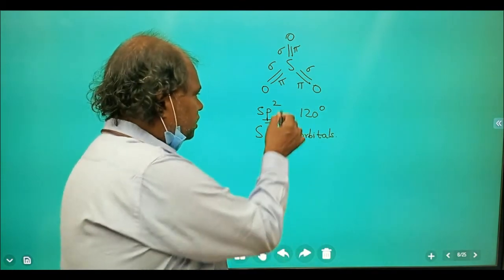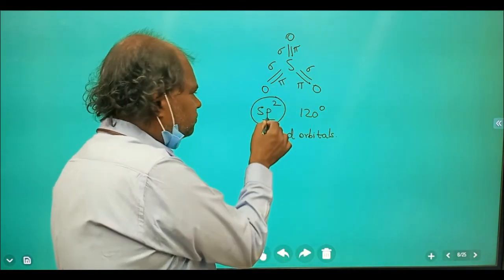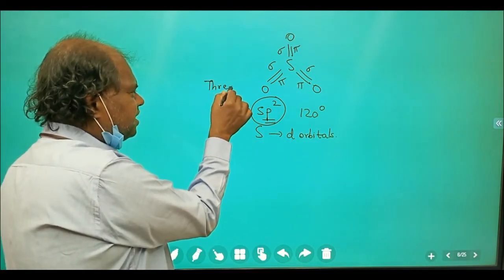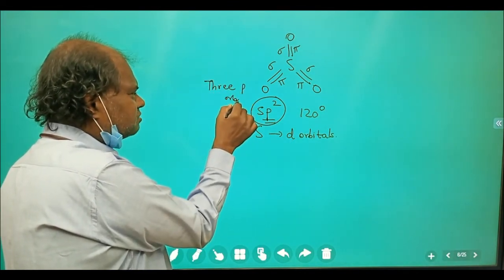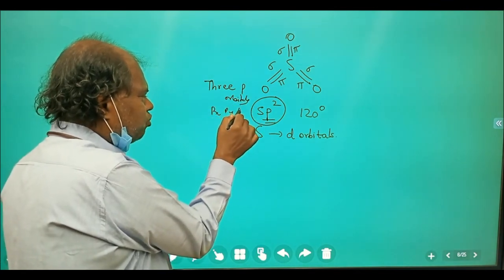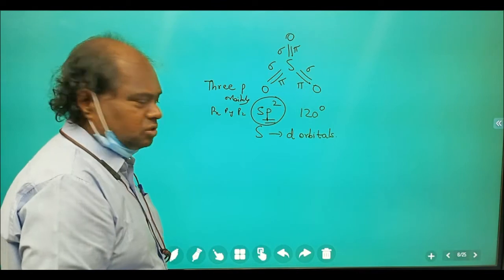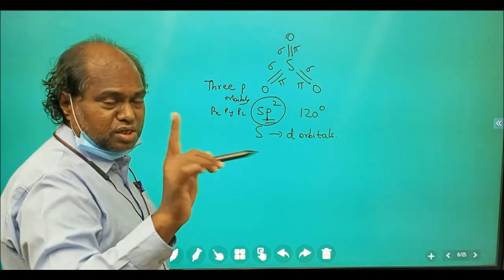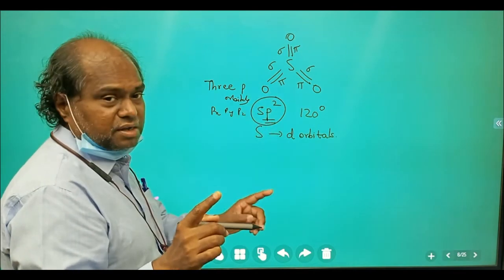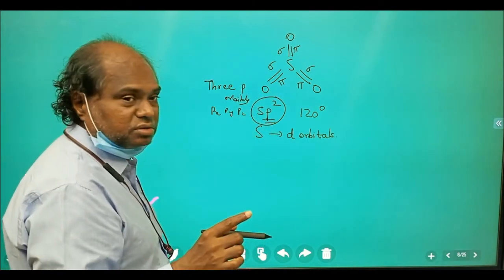So sp2 means, students, how are these bonds formed? In sp2, how many p orbitals are there? There are 3 p orbitals, right? px, py and pz. Am I right or wrong? Out of that, 2 have been used. So one is still left over. That one leftover p orbital will be used for forming pi bonds.